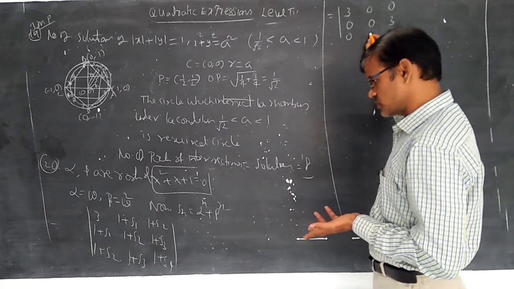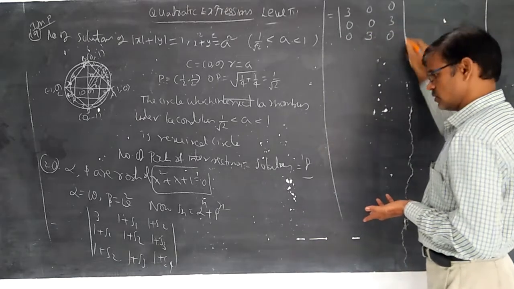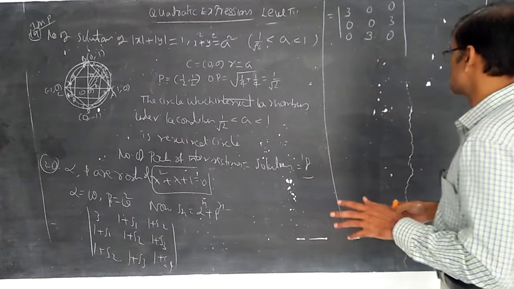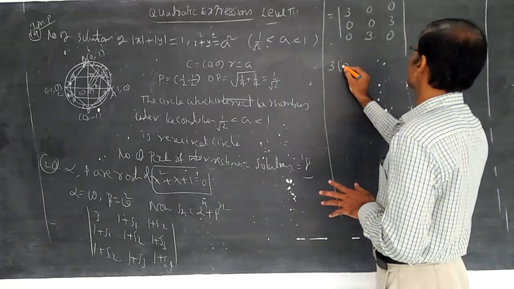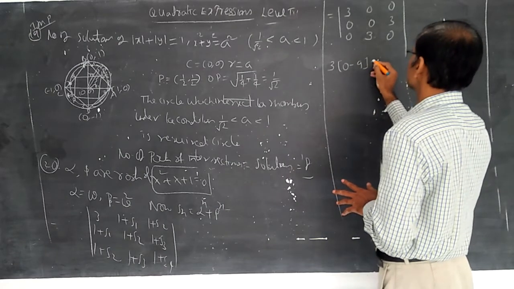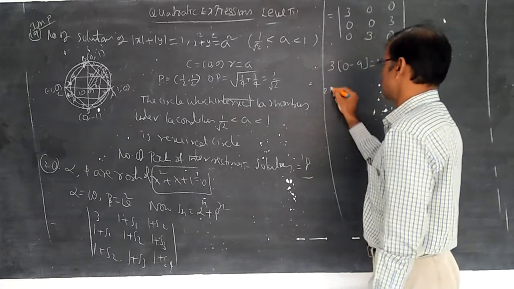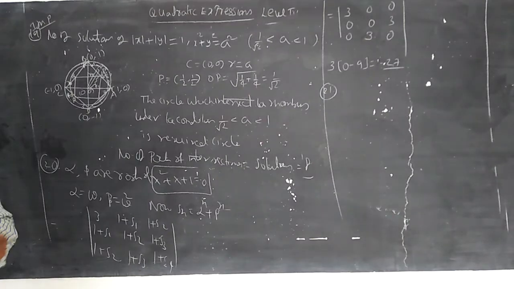1 plus S2 means 0 and 1. This is 3 and this is 0. 1 plus S4 means omega power 4 plus omega power 8. It is also 0. Now that gives us 3 into 0 minus 9. So that's all. So the determinant is minus 27. Minus 27. 20th question.